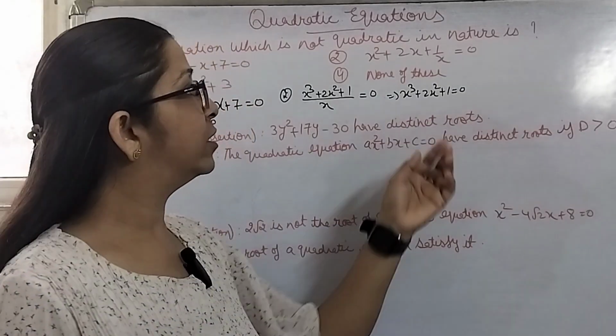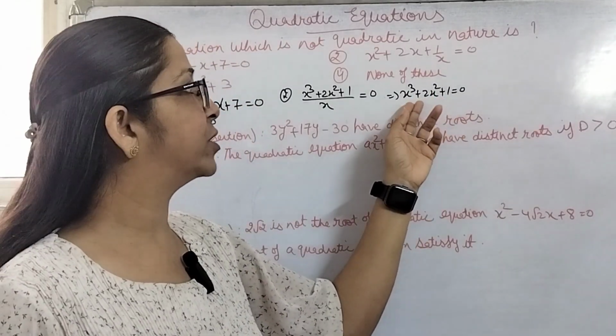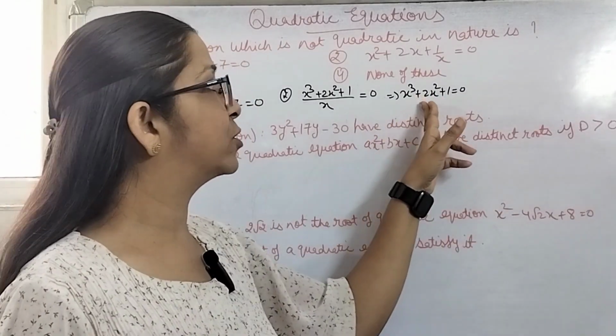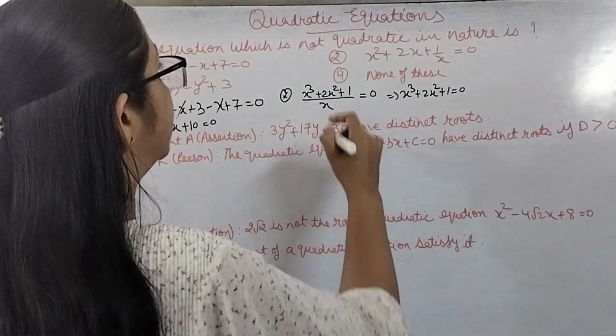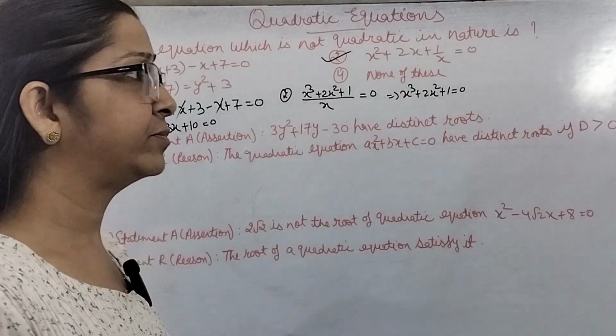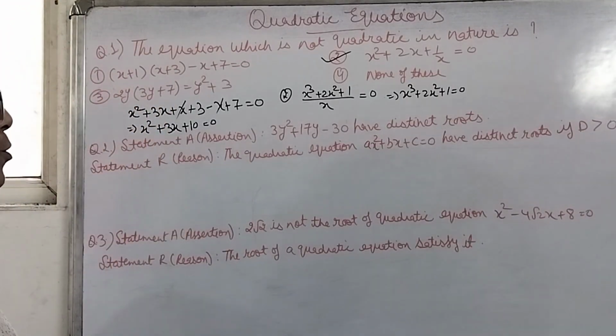0. Now over here we can see that the degree of the equation is 3. That means it is a cubic equation. It is not a quadratic equation. That's the reason this will be your answer. We can check your third equation also if you want.